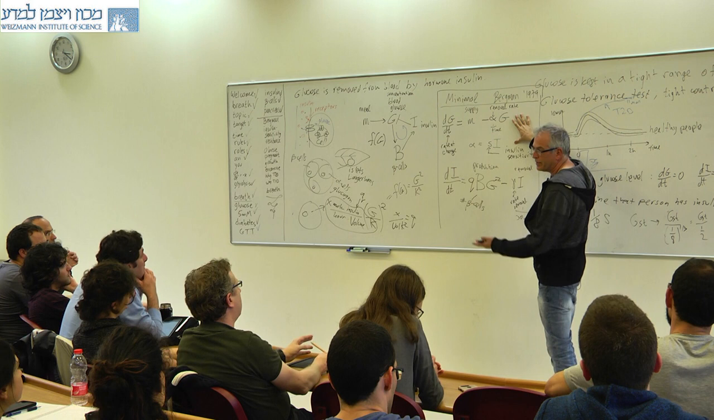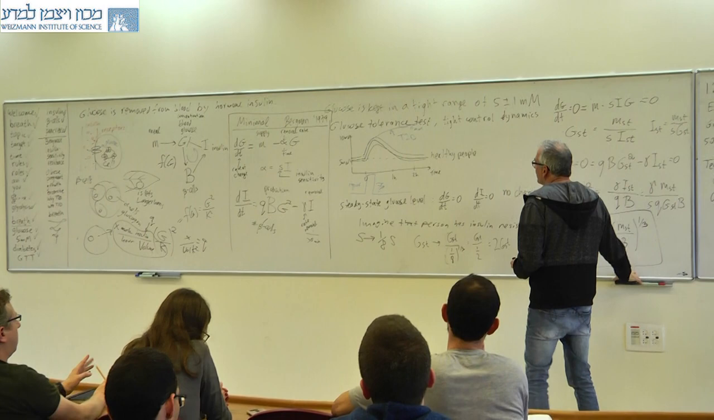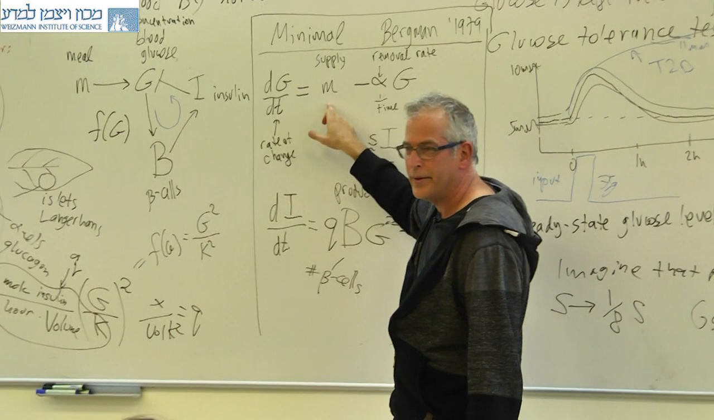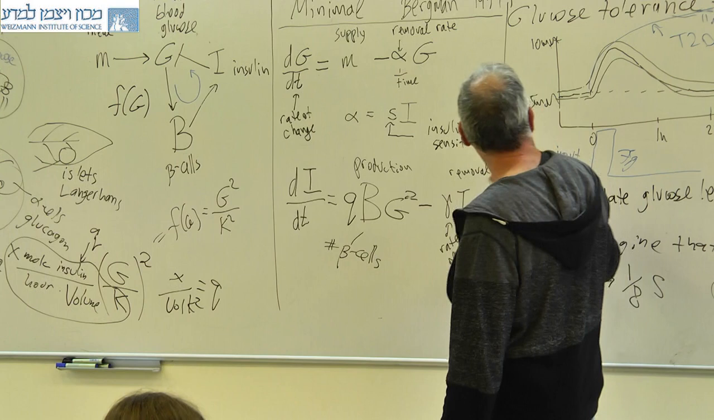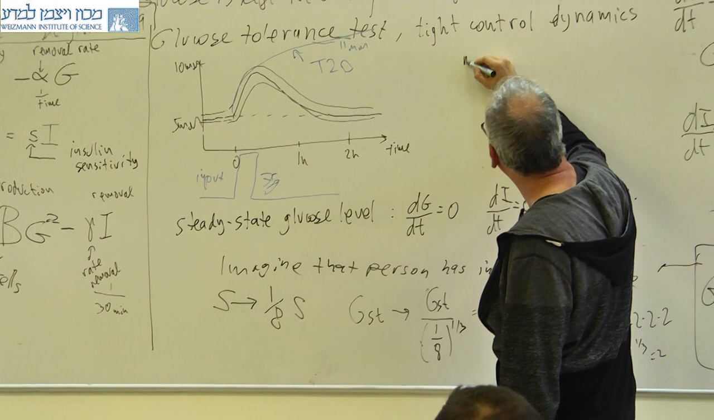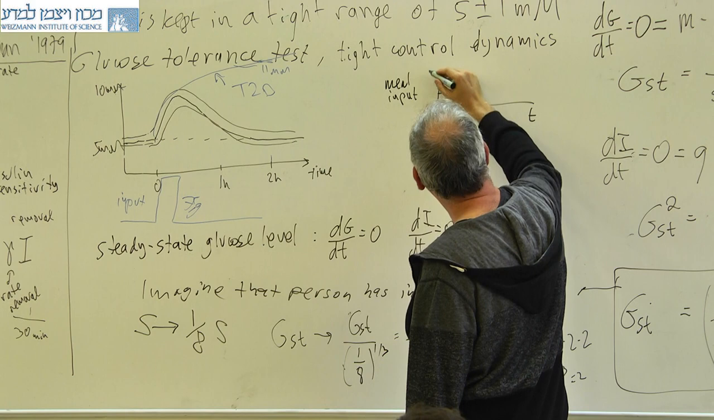If you go to do the exercise, take these equations and put them on a computer, and give them a meal input, they give you an output that looks similar to what you measure in the glucose tolerance test. So this is time, and M goes like this. This is our meal input on the computer.